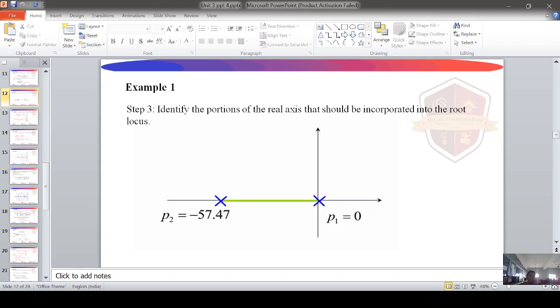Then we have to choose the test point from P2 to infinity and check the right side of the plane. We have two poles, and an even number of poles means the root locus is not available. So the root locus is not available from P2 to infinity, and it is available only from P1 to P2.